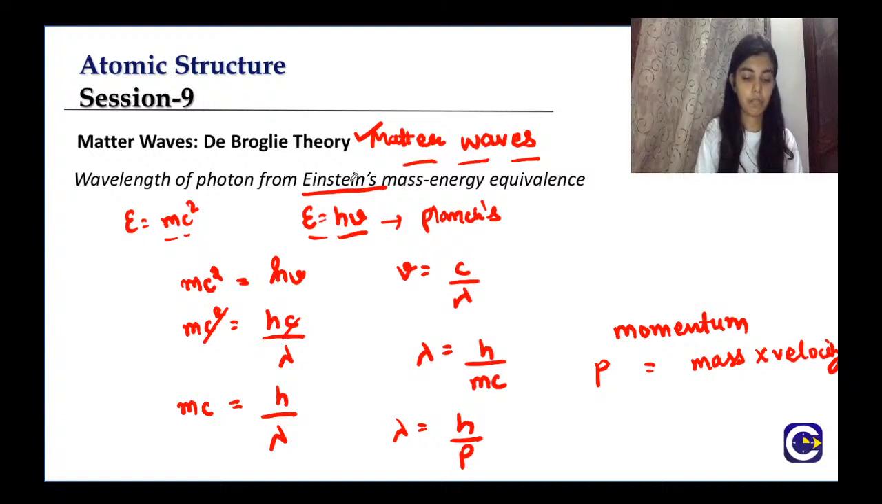You can just give a thumbs up in the chat section box and let me know. The formula that was given by de Broglie was basically lambda equals to h by p, where p is the momentum, h is the Planck's constant, and lambda is the wavelength of the matter waves which are associated with each matter.